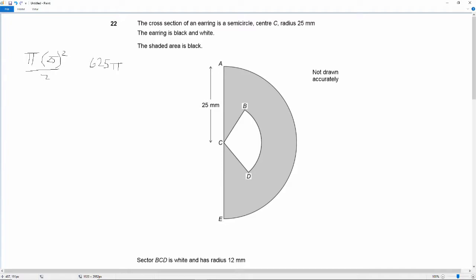625 pi over 2. Half of 600 is 300, half of 25 is 12.5, so that's equal to 312.5 pi.